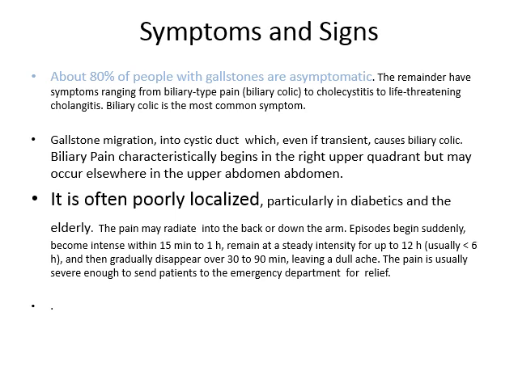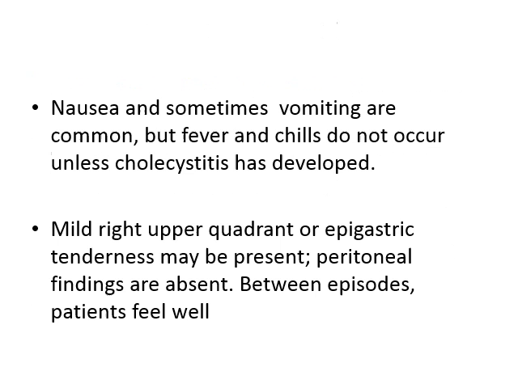Usually, pain is often poorly localized, particularly in diabetics and the elderly, due to the association with neuropathy. The pain may radiate into the back or down the arm. Episodes begin suddenly, become intense within 15 minutes to 1 hour, remain at steady intensity for up to 12 hours, and then gradually disappear over 30 to 90 minutes, leaving a dull ache. The pain is usually severe enough to send the patient to the emergency department for relief.